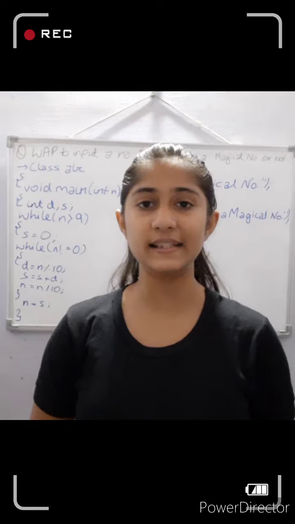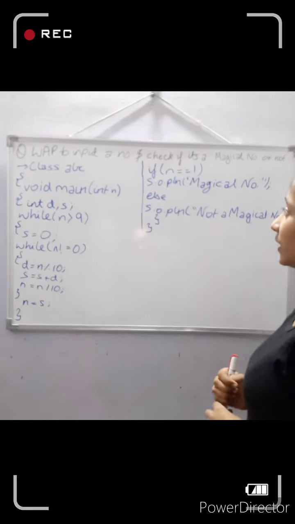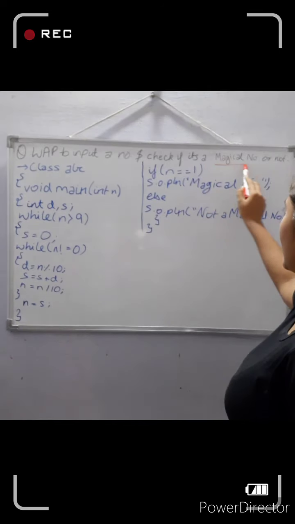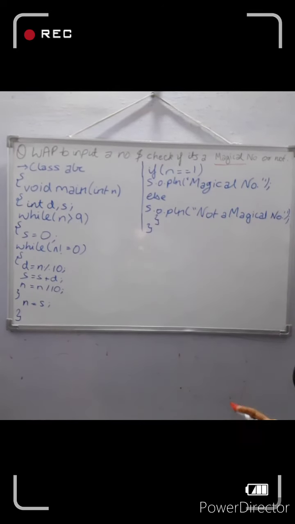Channel Programs Made Simple. So in today's video, we are going to study the program: WAP to input a number and check if it's a magical number or not using while loop.